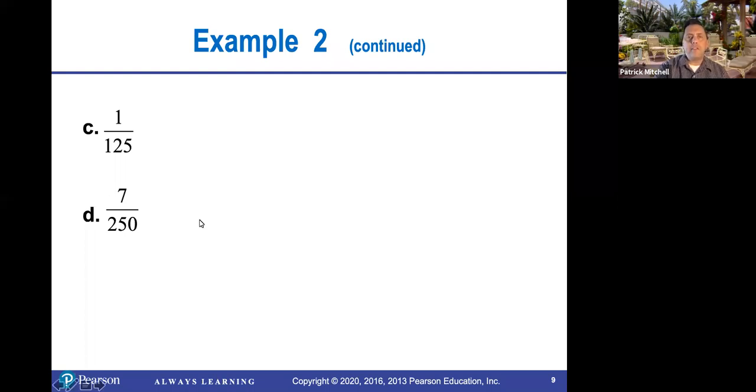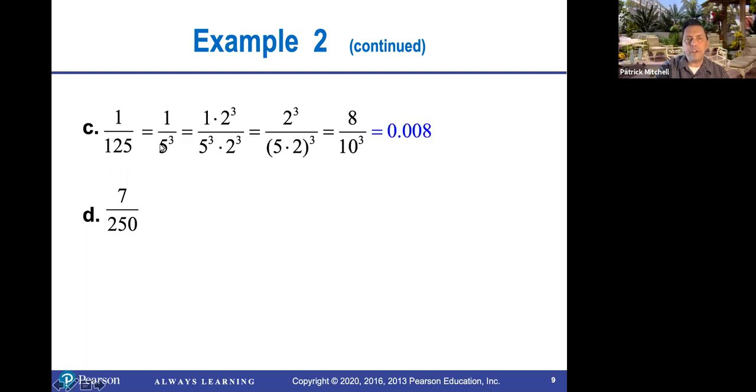So now we're going to start by prime factoring 125. Its prime factorization is 5 to the third. So we need a 2 to the third to go along with that 5 to the third. So we'll multiply the top and the bottom by 2 to the third. That gives us 2 to the third over the third power of 5 times 2, which is 10 to the third. So we end up with 8 thousandths.